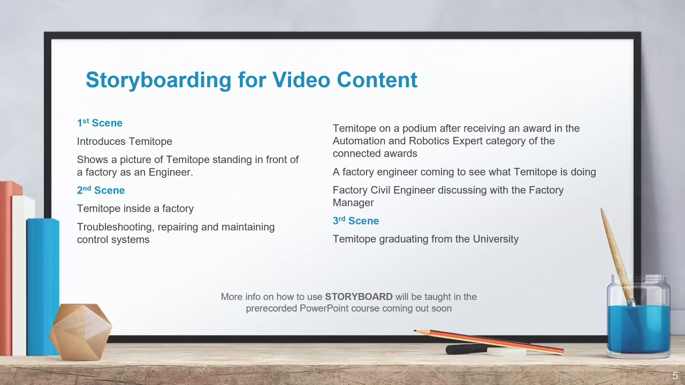Last thing I'll be showing in the second scene is a factory civil engineer discussion with the factory manager. So they're just discussing, and then you can see where they go and meet. So it's just a thought process. That's why I call this storyboarding. You get to picture what you want and write it in text, which will guide you as to what you want to create in your main presentation.